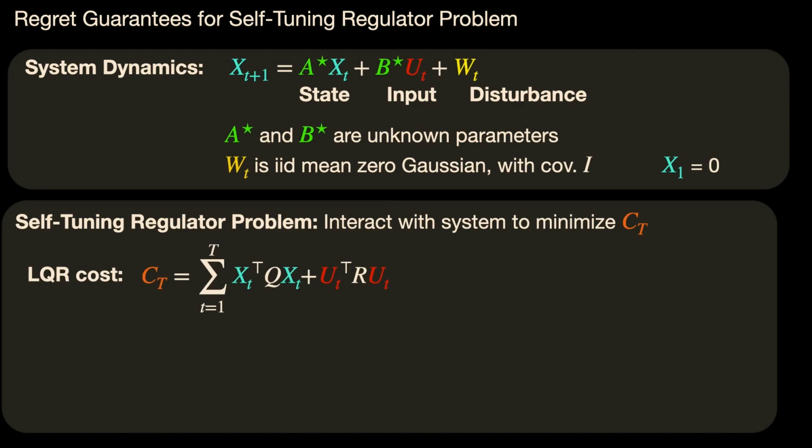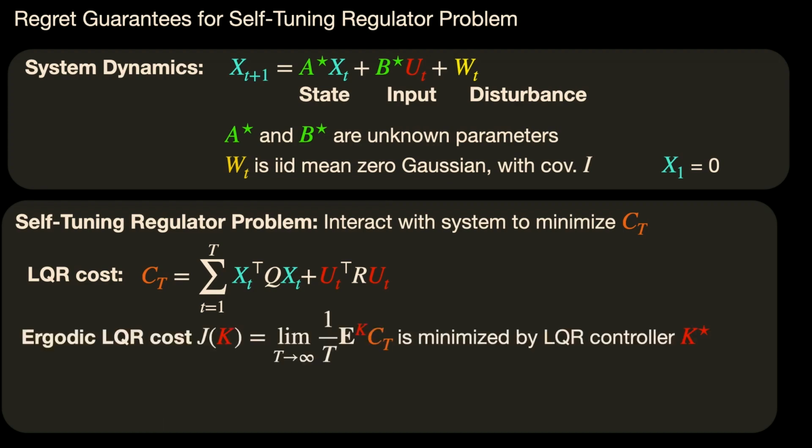Now, the goal of the self-tuning regulator problem is to interact with this unknown system in order to minimize a cost function C_T. C_T will be the sum of the LQR stage cost over capital T time steps. Now, in order to analyze the performance of our self-tuning regulator on this cost, it's helpful to define a baseline level of performance that we can't expect to surpass. In order to do this, we'll define the ergodic LQR cost as the time-averaged LQR cost under a controller K. And this ergodic LQR cost will be minimized by the LQR controller denoted K star. With this definition, we'll define our regret as the cost, C_T, minus T times the ergodic LQR cost of the optimal controller.